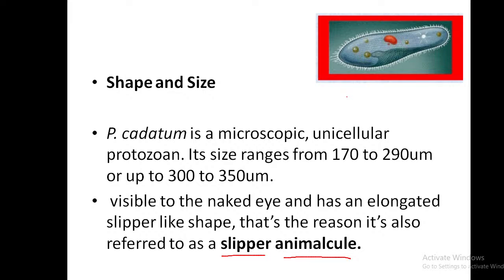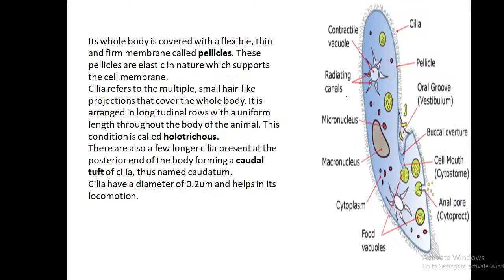Paramecium is slipper animalcule. Now coming to the structure, you have to study paramecium in detail. You need to draw the structure of paramecium. You can sketch this picture, or you might also have learned the structure of paramecium at school. And this is the structure of paramecium.